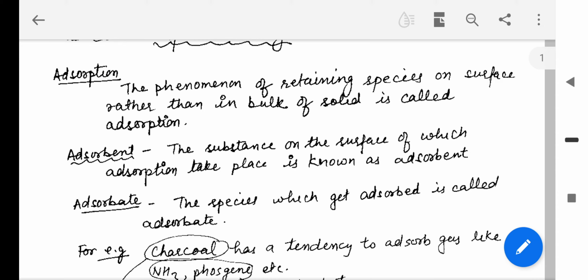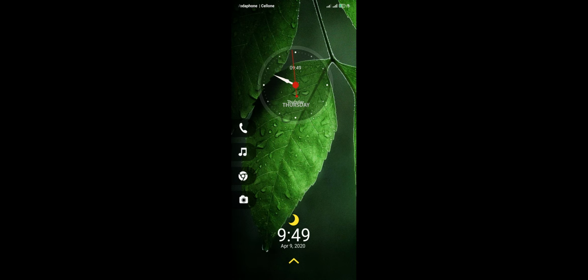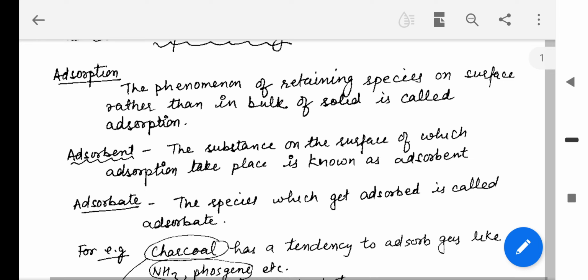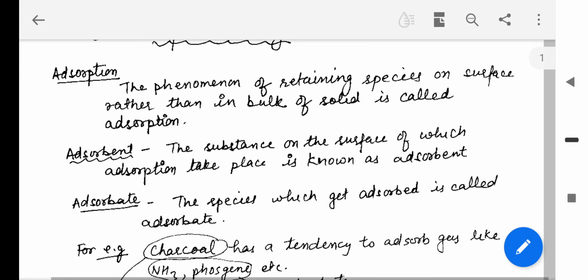And you need to understand the difference between adsorption and absorption. Adsorption is a surface phenomenon, the molecule gets stuck only on the surface, and absorption is a bulk phenomenon. I mean to say the molecules enter inside the bulk, and when both adsorption and absorption take place, this process is called sorption. You got it?